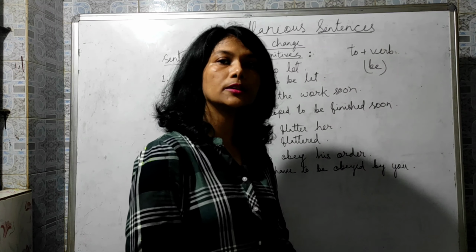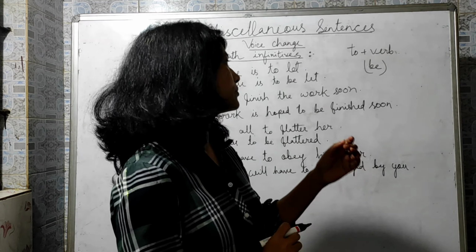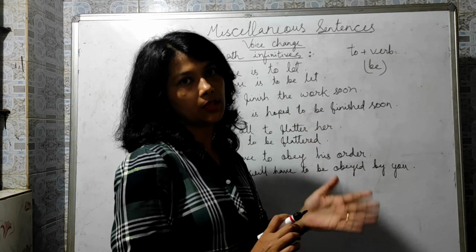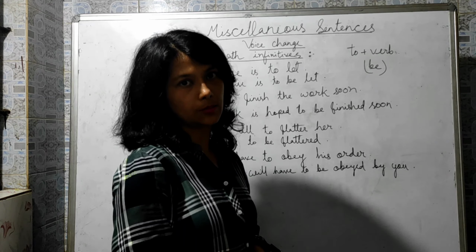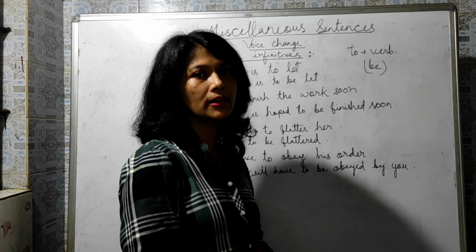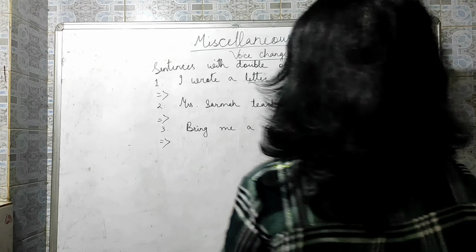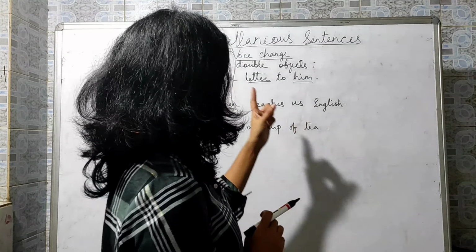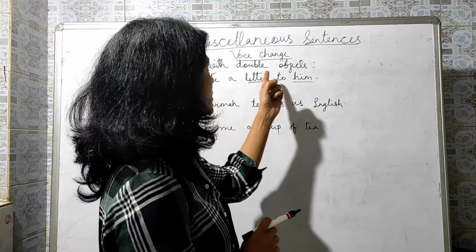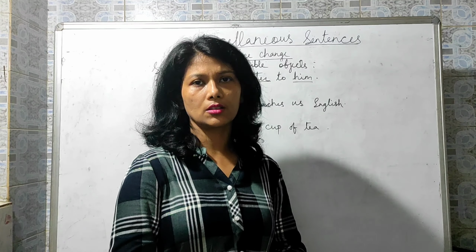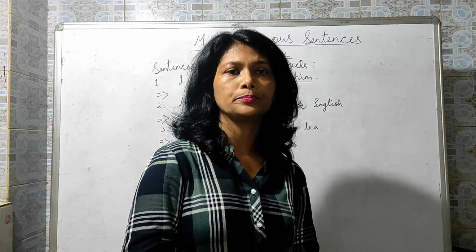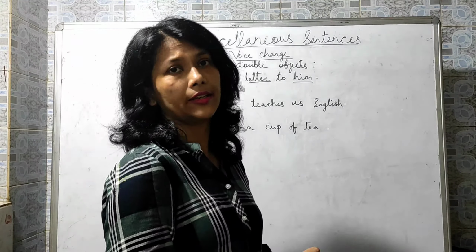So remember, in miscellaneous sentences, you have to see what the tense is. It may be in present tense, past tense, or future tense. So according to that, you change. Now we have come to sentences with double objects. I have already taught you this while teaching present tense, if you remember. But let's see again.